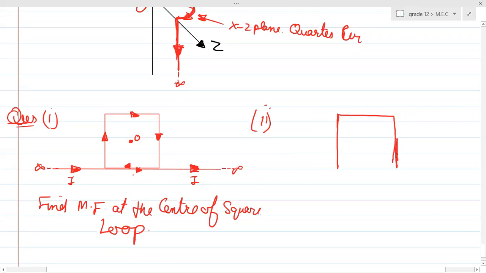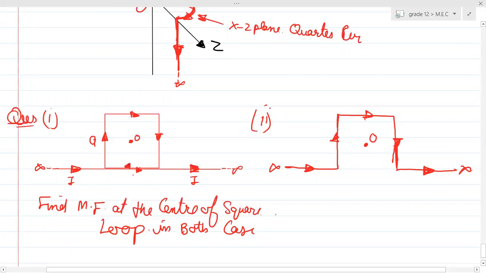This is again the same square, guys. The length of the square is 2a. Let me take it 2a. No, let it be a only. So basically, these are your questions for homework. You basically need to find the magnetic field at the center of the square loop in both the cases.